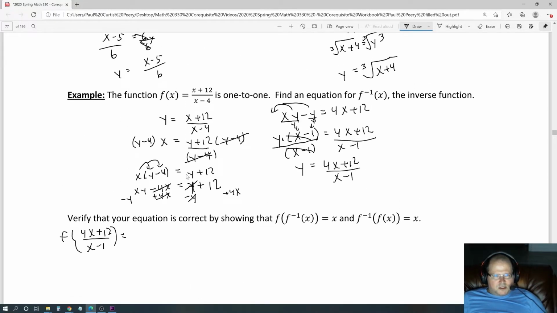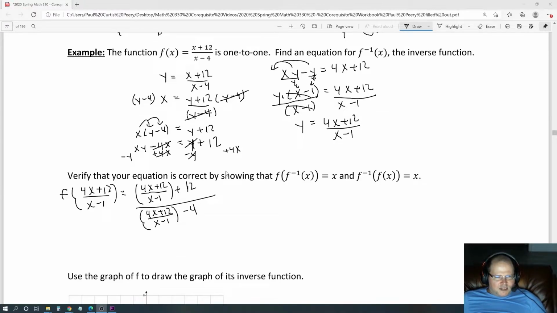And we rewrite the original equation right here, but everywhere we see x, we write that. This is a bad one to do this experiment on. All right, so we would say f of 4x plus 12 over x minus 1 equals 12 over 4x plus 12 over x minus 1 minus 4. This is a terrible equation.